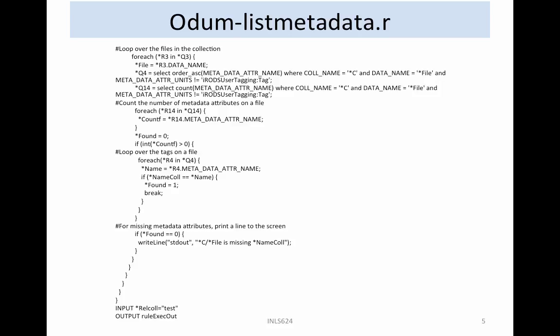If the number of attributes on the file is greater than 0, then we compare the attributes on the file with the attributes on the collection until we find an attribute on the file that is the same as the attribute on the collection. If we don't find one, we write out a message saying the file is missing a named attribute.